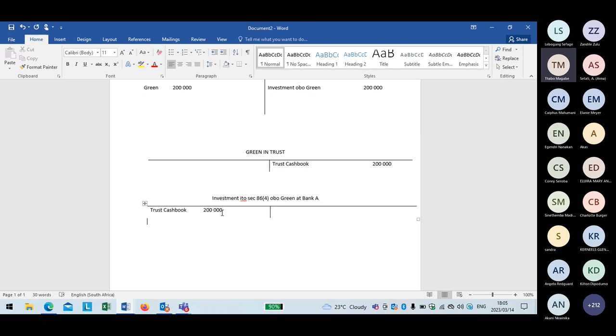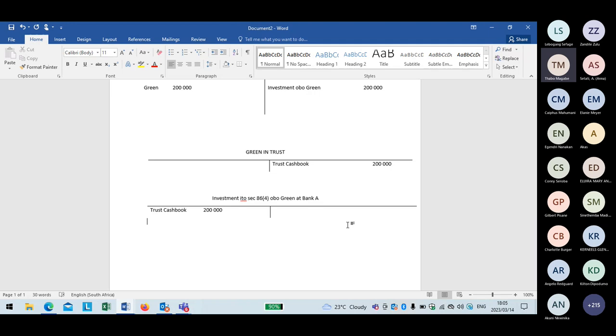Right, so we are done with transactions listed in one. Can we go to number two? Yes, sir. In number two, Green later instructs you to withdraw 50,000 and pay counsel 30,000.